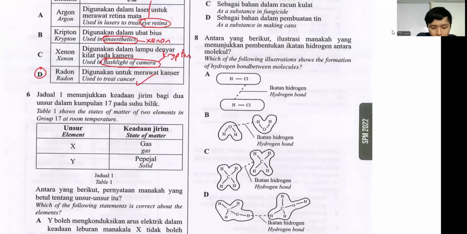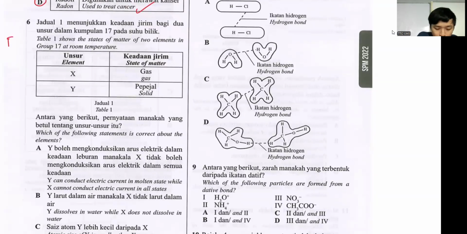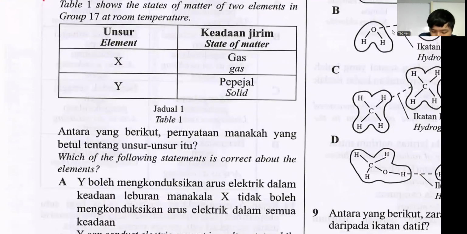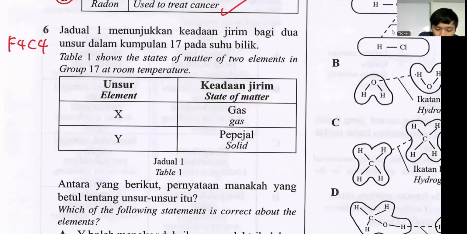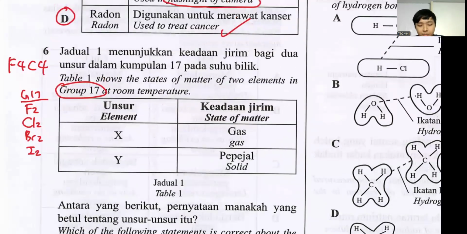Question 6, you got Form 4 Chapter 4 also. Table 1 shows the states of matter of two elements in group 17 at room temperature. Okay, so we talk about group 17. You have to remember one thing. Group 17, we have the first one is fluorine, chlorine, bromine, iodine, astatine. Okay, which I don't answer.